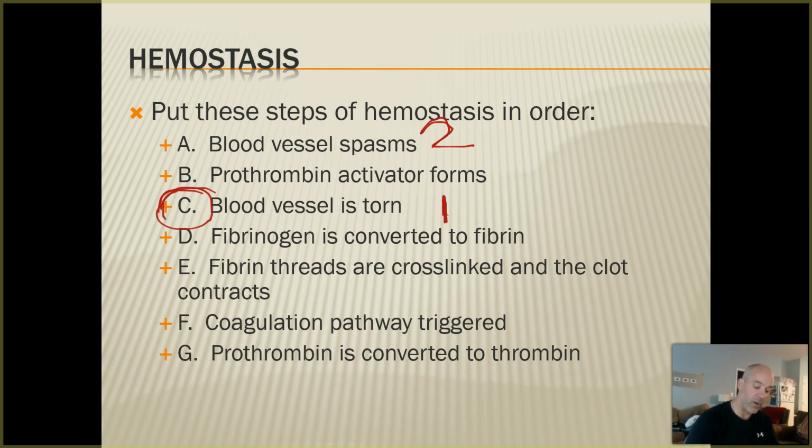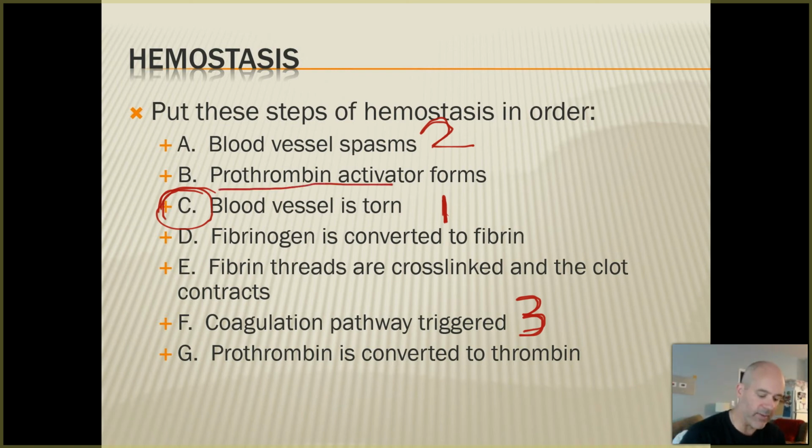Then we were going to say the coagulation pathway gets triggered. And if you go back through your intrinsic pathway, your extrinsic pathway, remember, you've got these two different pathways, and the goal is to make this prothrombin activator. That's where both of those pathways are leading, so that's going to be number 4 on our list.